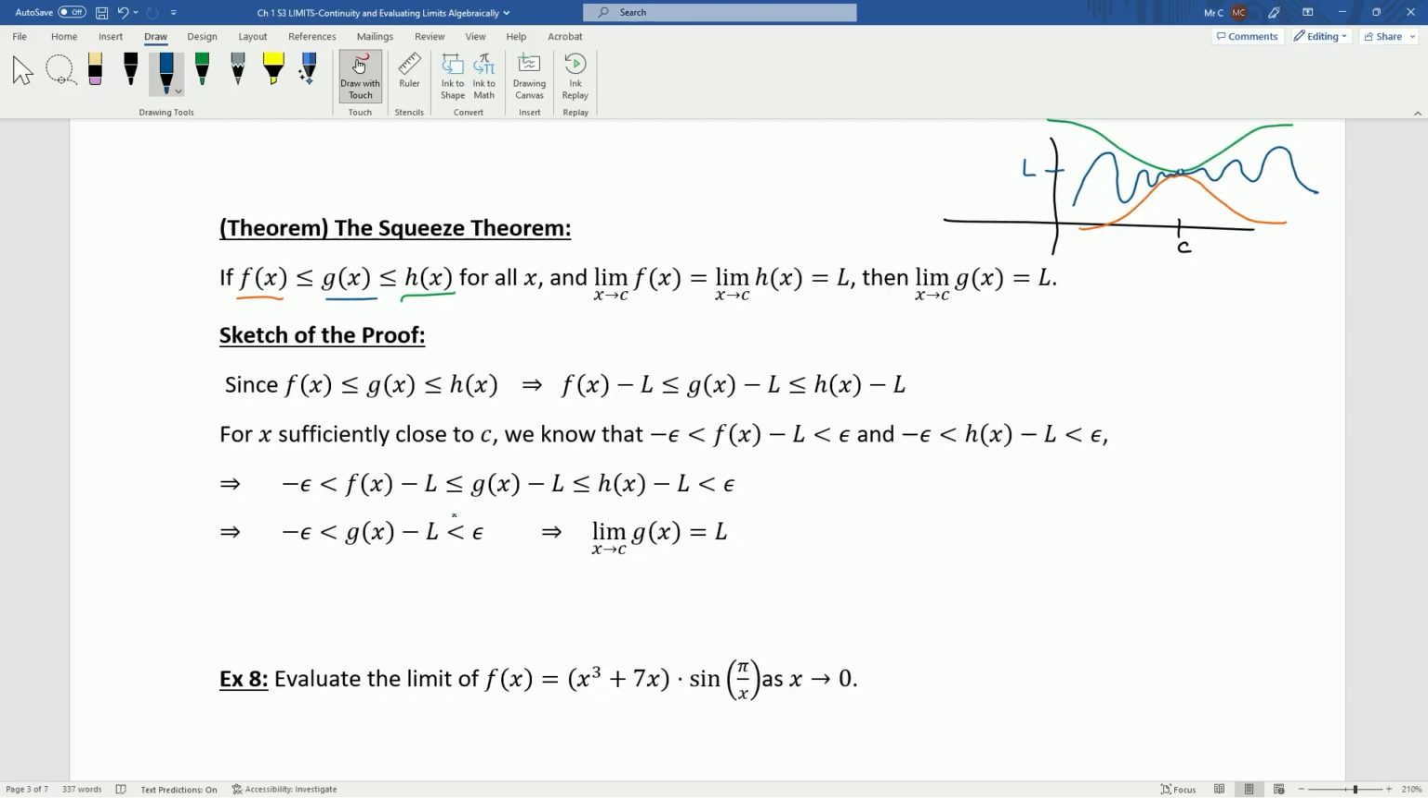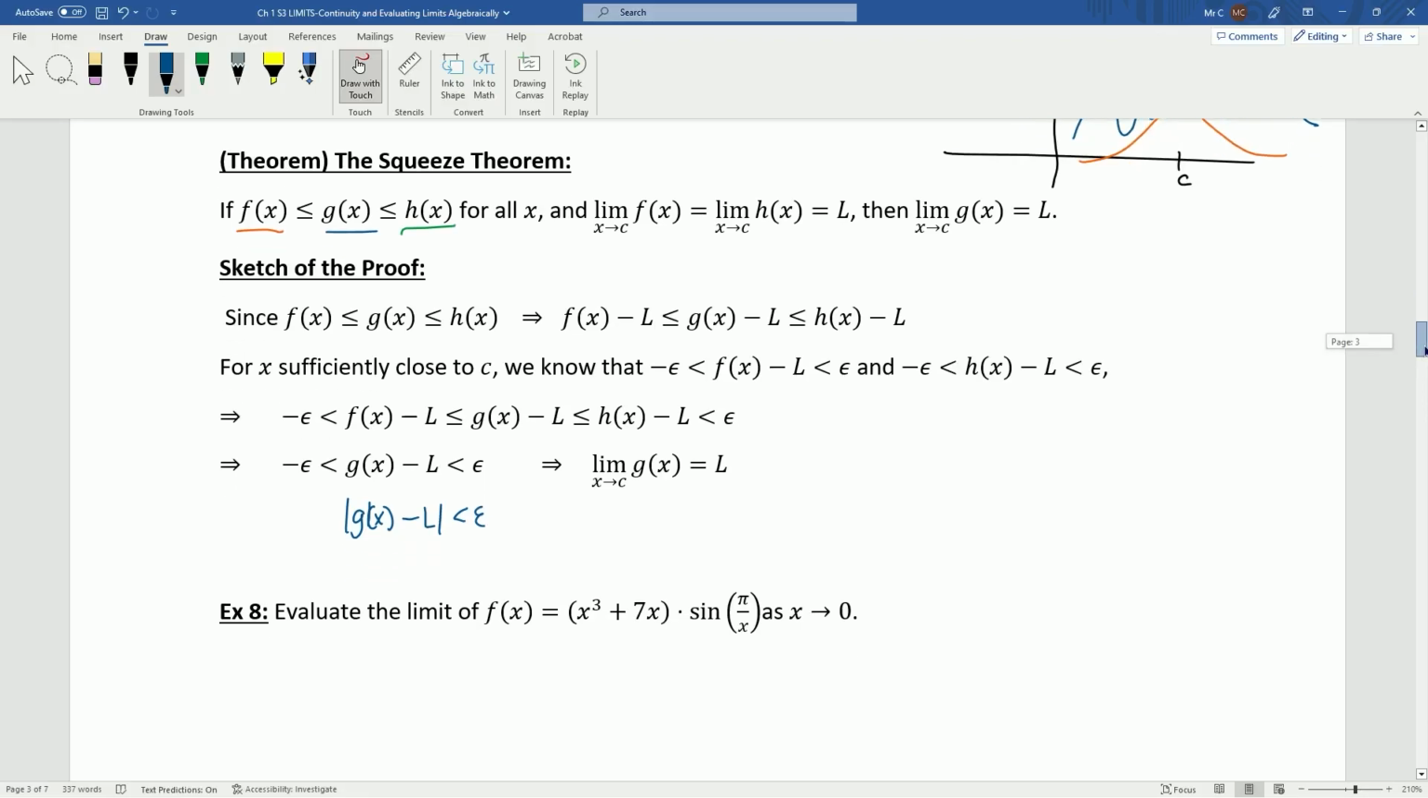And so that means that g of x minus L, which was between those two things, is also between negative epsilon and epsilon, which is the same thing as saying the absolute value of g of x minus L is less than epsilon, right? So that implies that the limit of g of x is L.